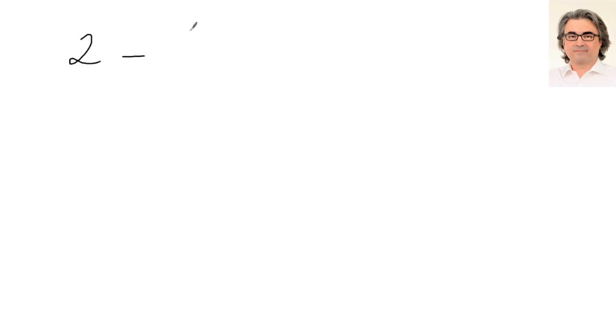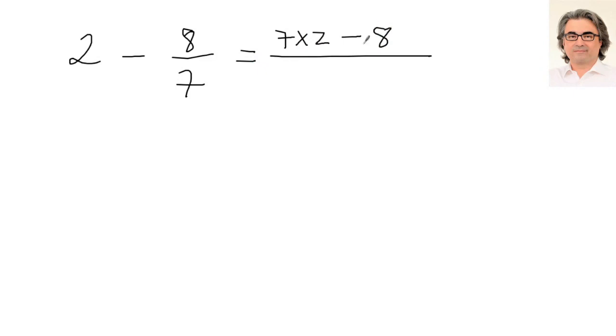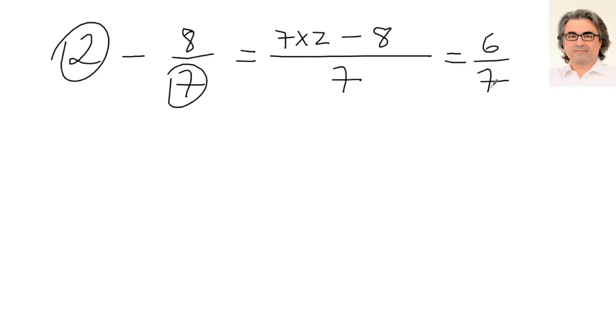Okay, now let's make another example. 2 minus 8 over 7, and try to make this operation in a short way. By the short way, 7 times 2 minus 8, that is, 7 times 2 minus the numerator of the fraction part, over 7. That's all. 7 times 2 is 14. 14 minus 8 is 6. 6 over 7 is the result.